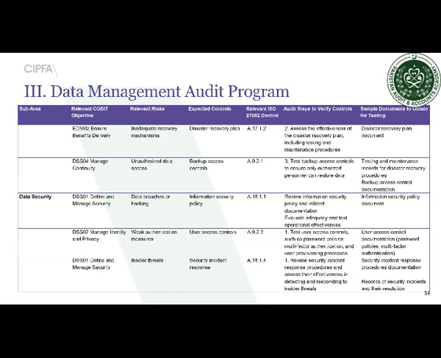Data security, data breach or hacking, information security policy. Review information security policy and related documentation, evaluate adequacy and test of operational effectiveness. So you will look at data security policy. You will ask them, do you do any penetration testing? Have they done any vulnerability assessments? Those are the areas to look at also or ask. But you will start with the policy. Do they even have a policy that governs that?